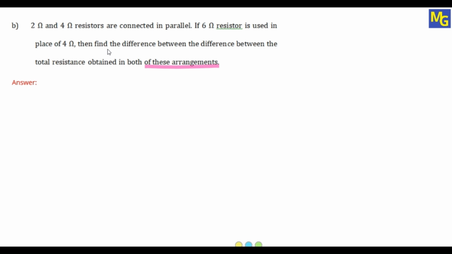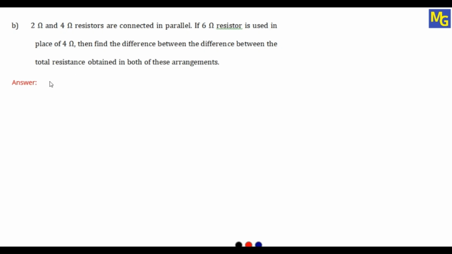First we have to find the total resistance by taking 2 ohm and 4 ohm resistors in parallel, and then replace this 4 ohm by 6 ohm, and again find the total resistance for the new arrangement, and then find the difference between the total resistance of the first arrangement and the second arrangement. So we will solve this.